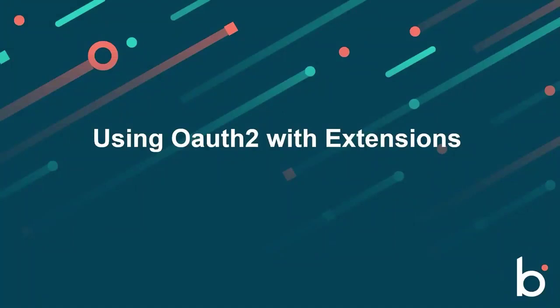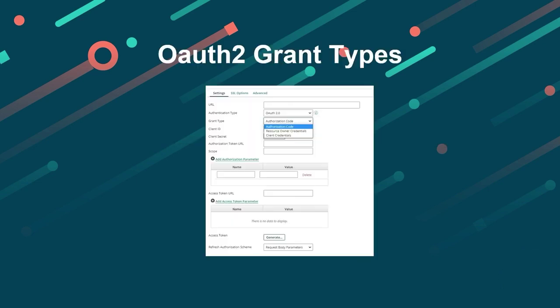In this video, we will discuss using OAuth 2 with Boomi extensions. OAuth 2 connections are a useful way to authenticate your connections, but you will want to be mindful of how it works in order to properly extend it for any of your connectors. But first, let's discuss the difference between two of the more commonly used grant types, authorization code and client credentials.